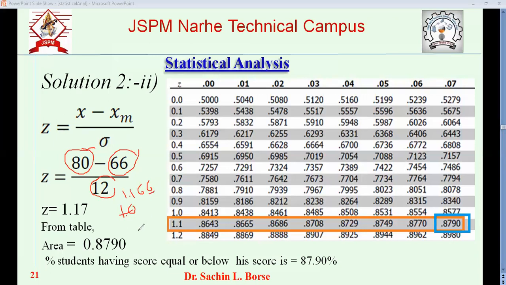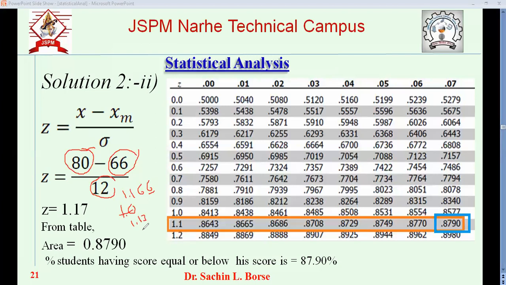So you need to round it. Convert this 6, so it becomes 1.17. The answer is correct. Now you see in the table whether it is positive or negative. You have to remember this first, otherwise you will go to the wrong table and your answer will be wrong. It is coming positive, so you need to go to the second table. The first table is for negative values, the second table is for positive values.